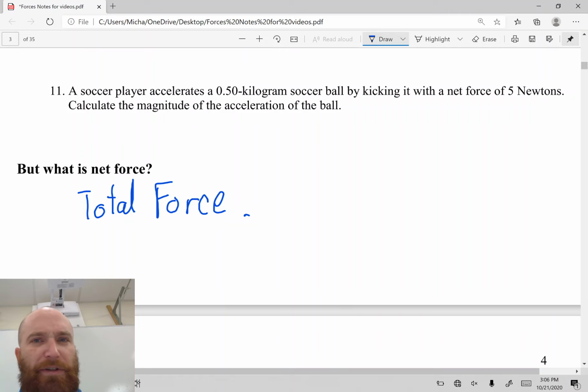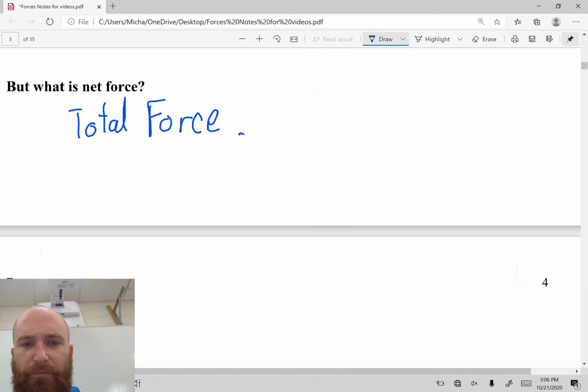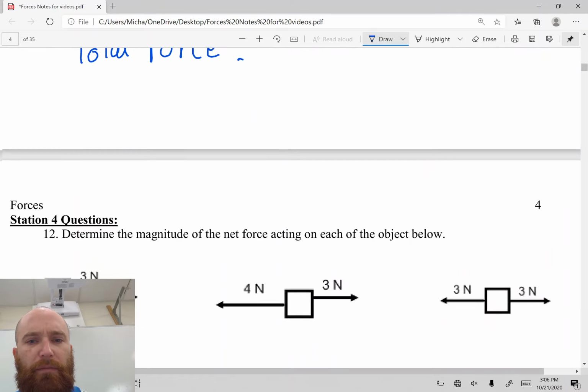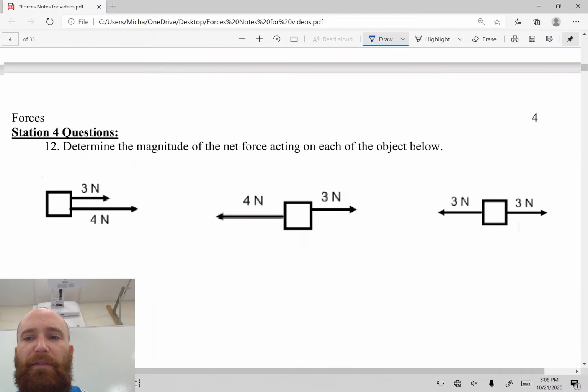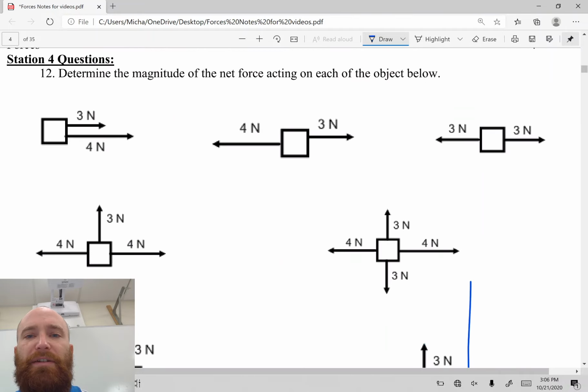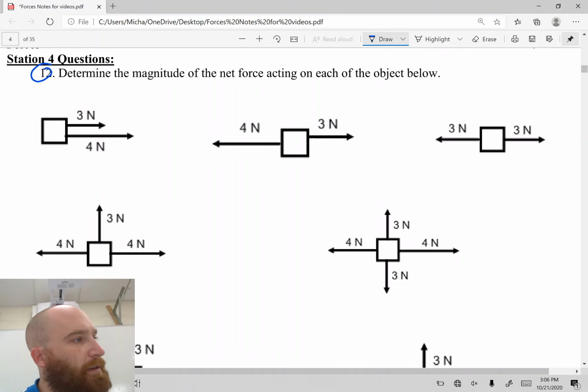But that doesn't mean we can just add all of these things up here, because force is a vector. And vectors have direction, which means we need to consider that when we talk about net force. So, let's do some quick exercises here. I want you to actually pause the video here and see if you can do number 12. See if you can determine the net force on all of these objects. Go. Pause the video, try these on your own.